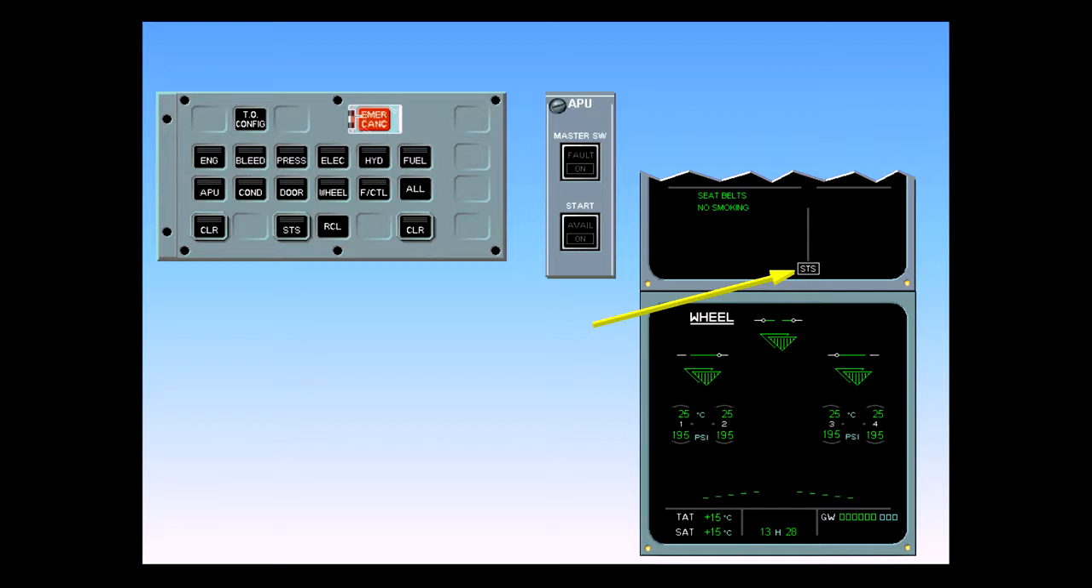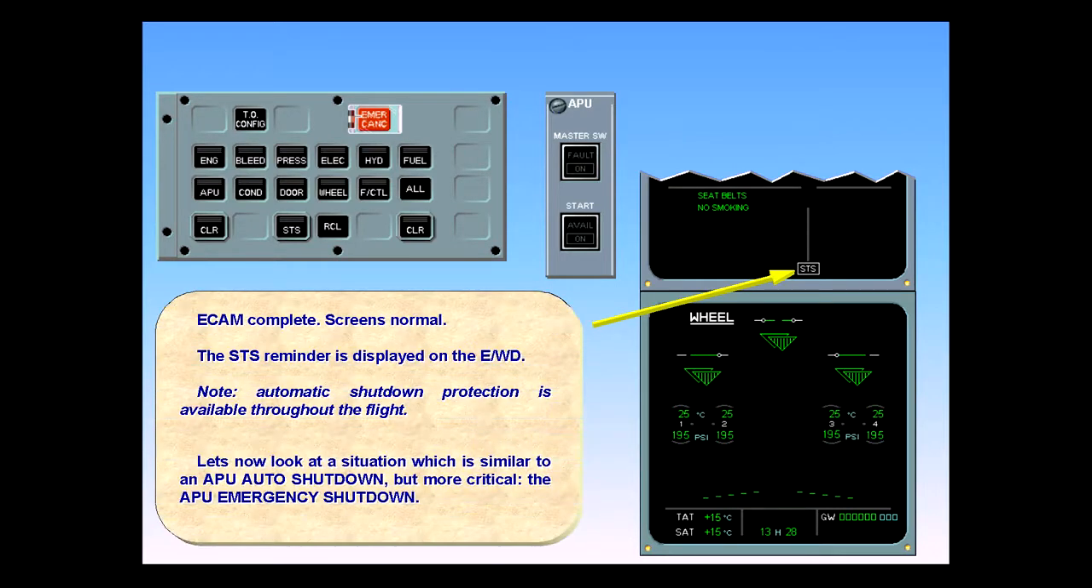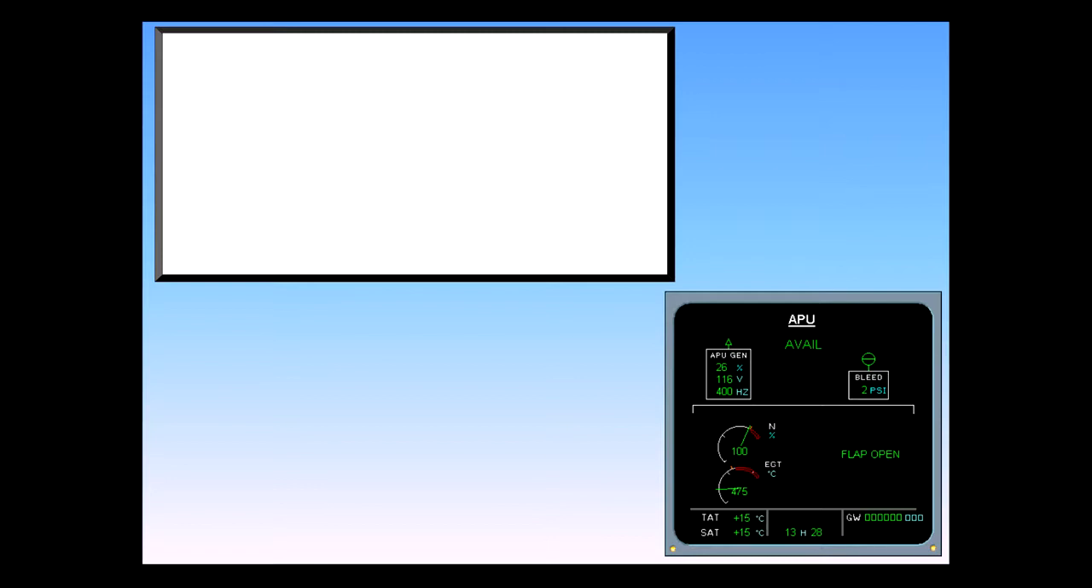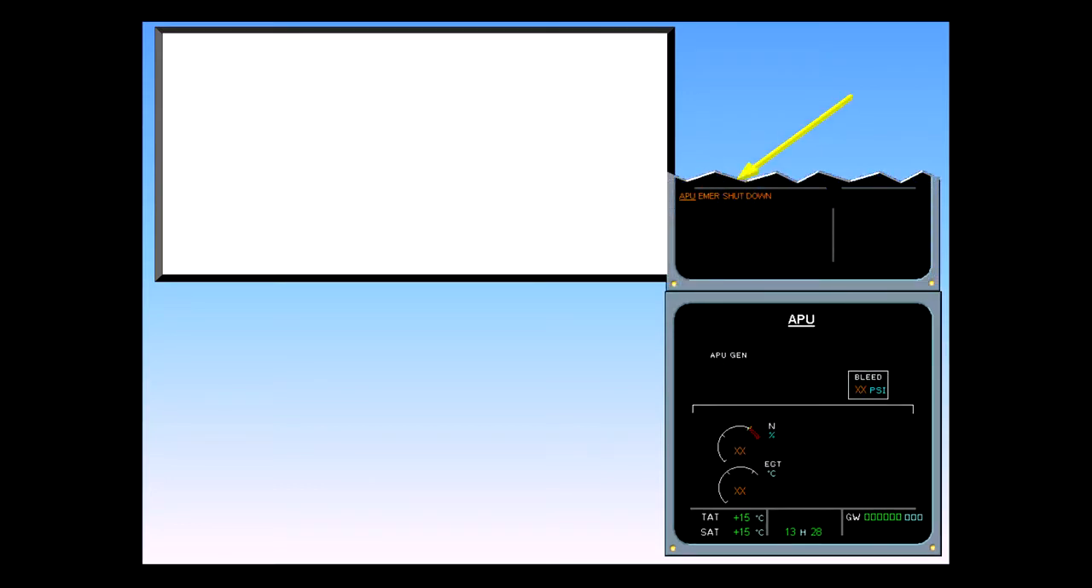Let's now look at a situation which is similar to an APU auto shutdown, but more critical, the APU emergency shutdown. If an APU fire is detected on the ground, an APU emergency shutdown occurs, and the APU fire extinguisher bottle is automatically discharged. There is no crew action to be taken. This will not happen in flight. The crew must shut down the APU and fight an airborne APU fire.